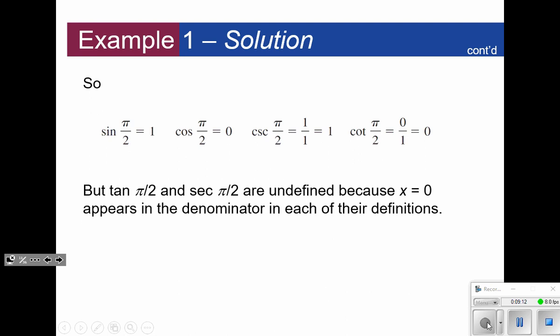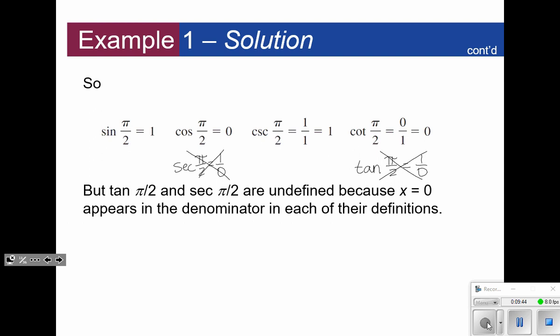What happens on some of the rest of them? What happens on secant of pi over 2? Again, that's what we were just talking about. 1 over 0 can't happen. Okay, what happens to tangent of pi over 2? Again, it would be 1 over 0, can't happen. So tangent of pi over 2 and secant of pi over 2 are undefined because x is 0 and you can't have that in the denominator.